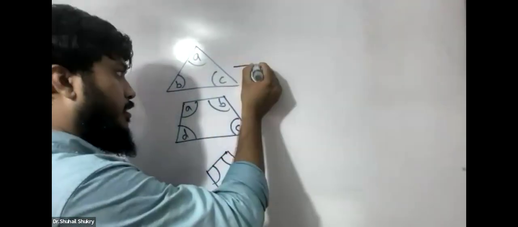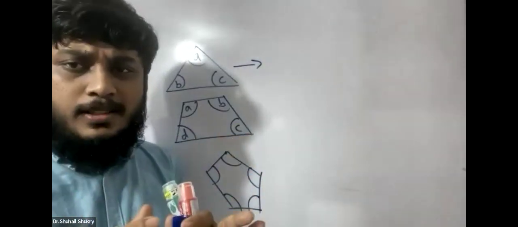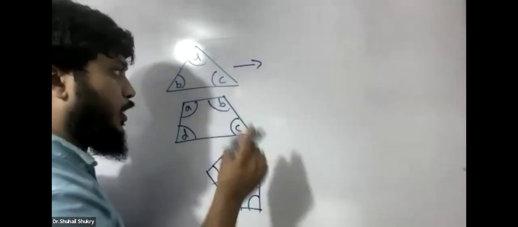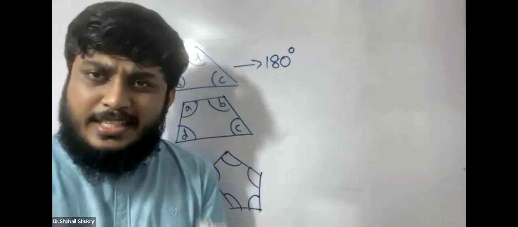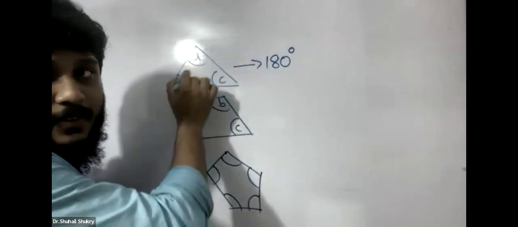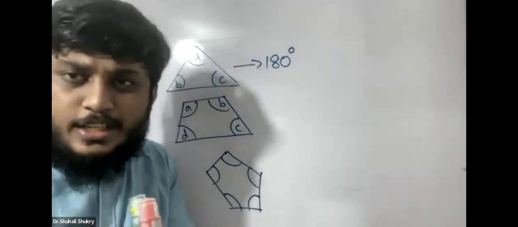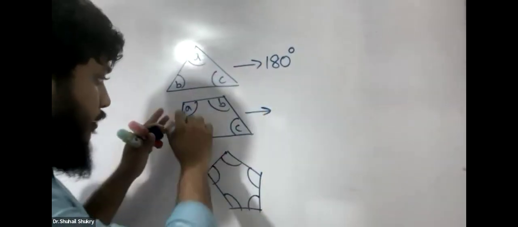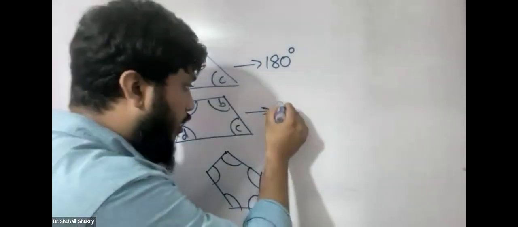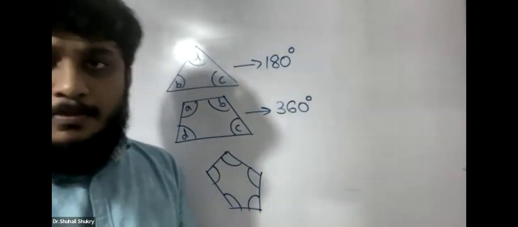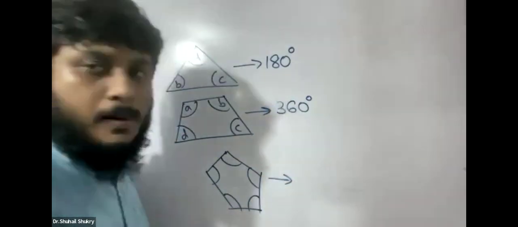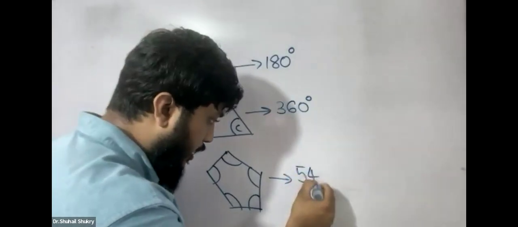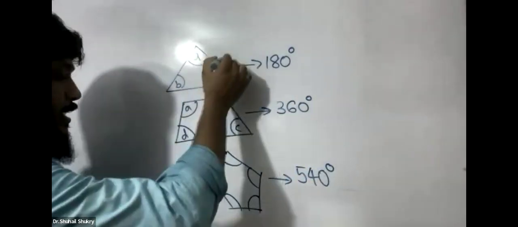The minimum amount of degrees to make a polygon is 180 degrees. You can't make a polygon which is less than 180. So the interior angle sum of a triangle is 180 degrees. If you take a quadrilateral with 4 angles, the sum will be 360 degrees. If you go to a pentagon, a 5-sided shape, it will go to 540 degrees.